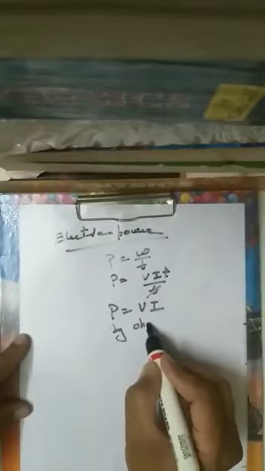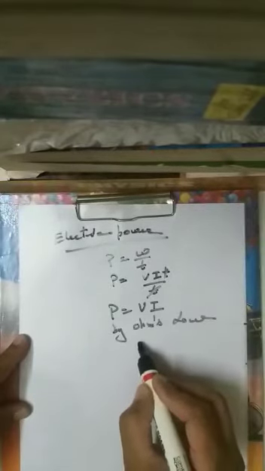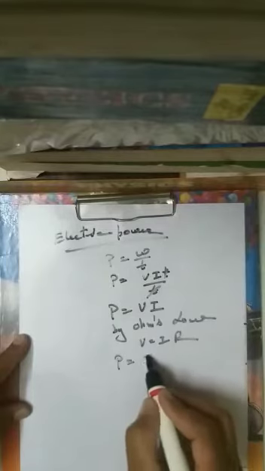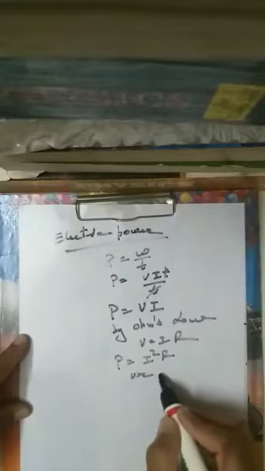By Ohm's law, V is equal to IR. So we can write the formula P is equal to I square into R, or it can be written as P is equal to V square upon R.